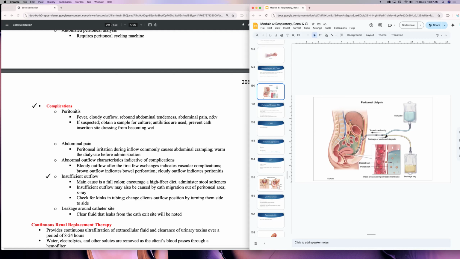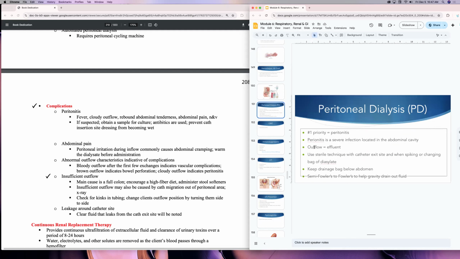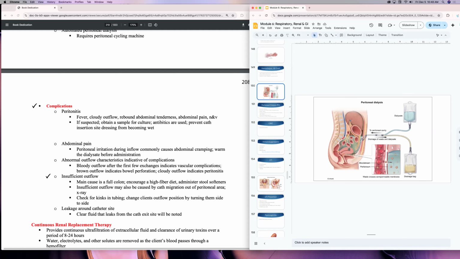Another important principle is the drainage bag should always be below the abdomen. So you never want the drainage bag on the bed with the patient. No, it needs to be below the level of the waist, so that we don't want this fluid to go back in. Okay? And this fluid that's draining into the drainage bag, it's called outflow or effluent. Also, when it's time to drain the fluid out, you want to keep the patient semi-Fowler's.